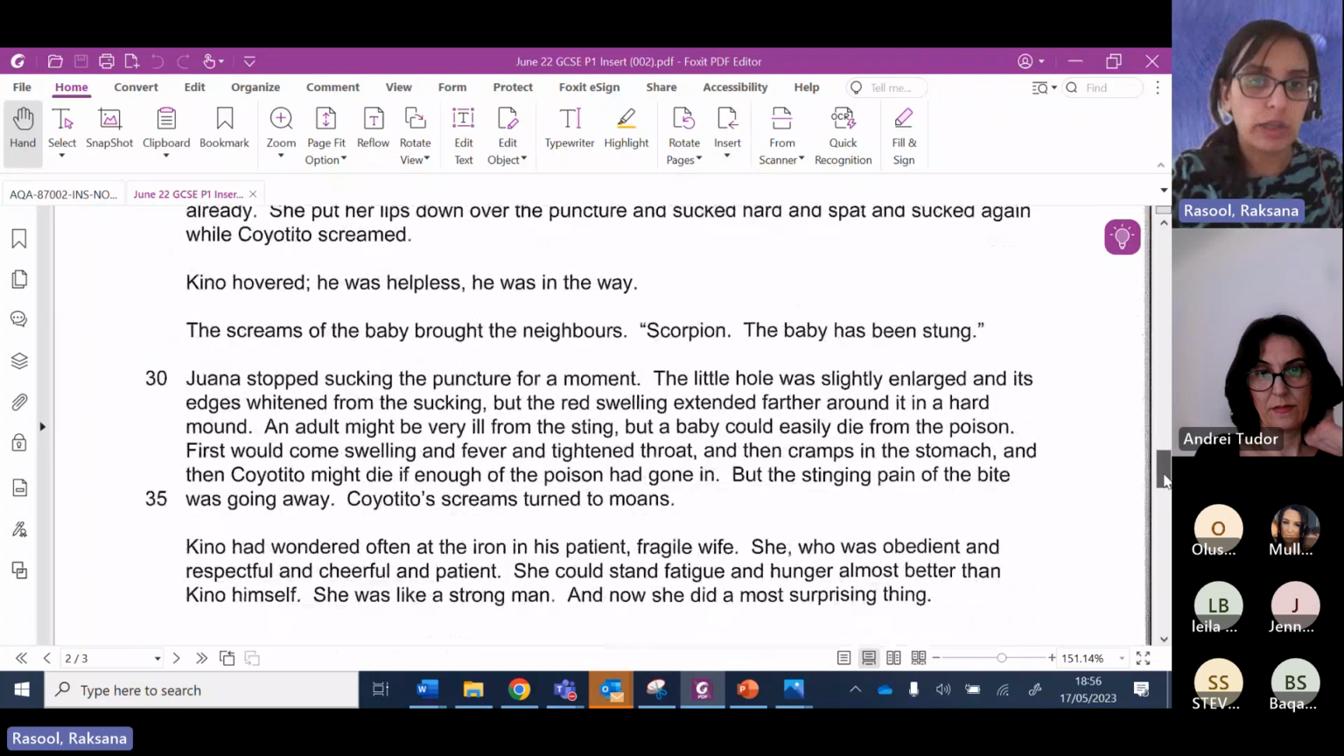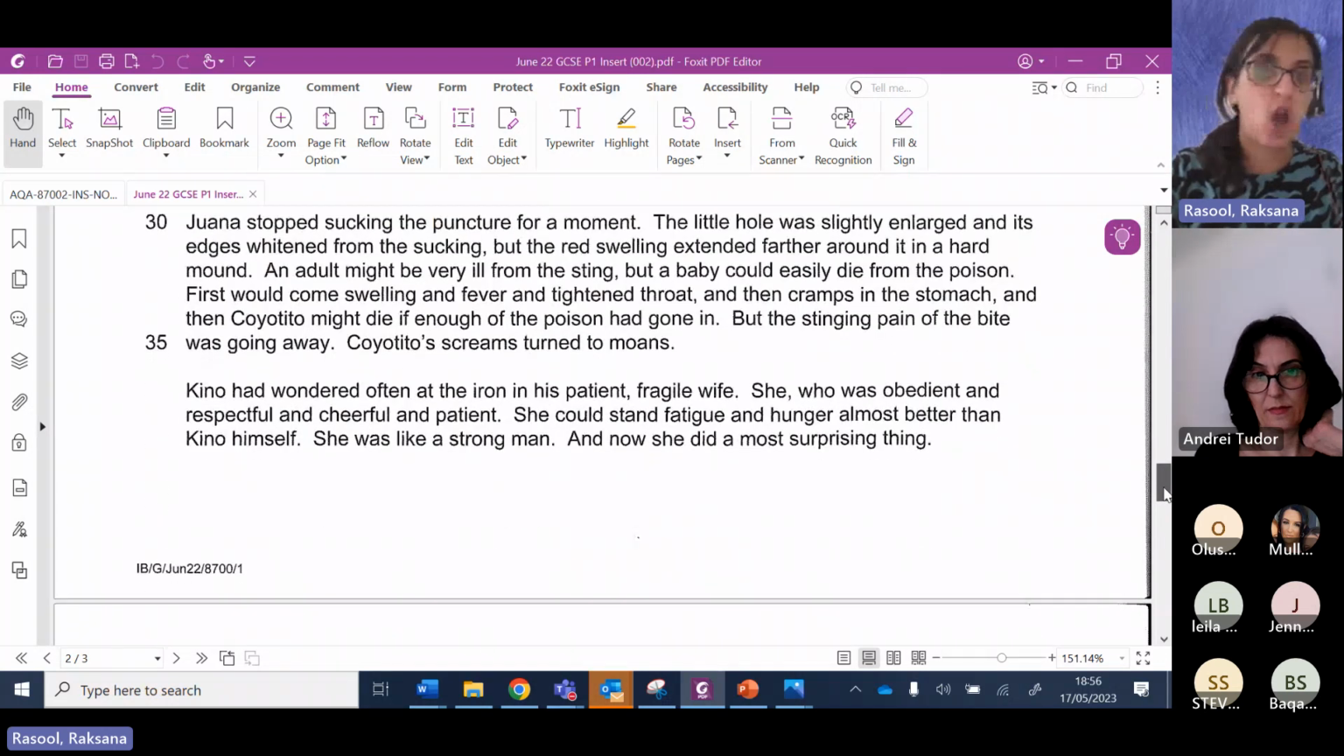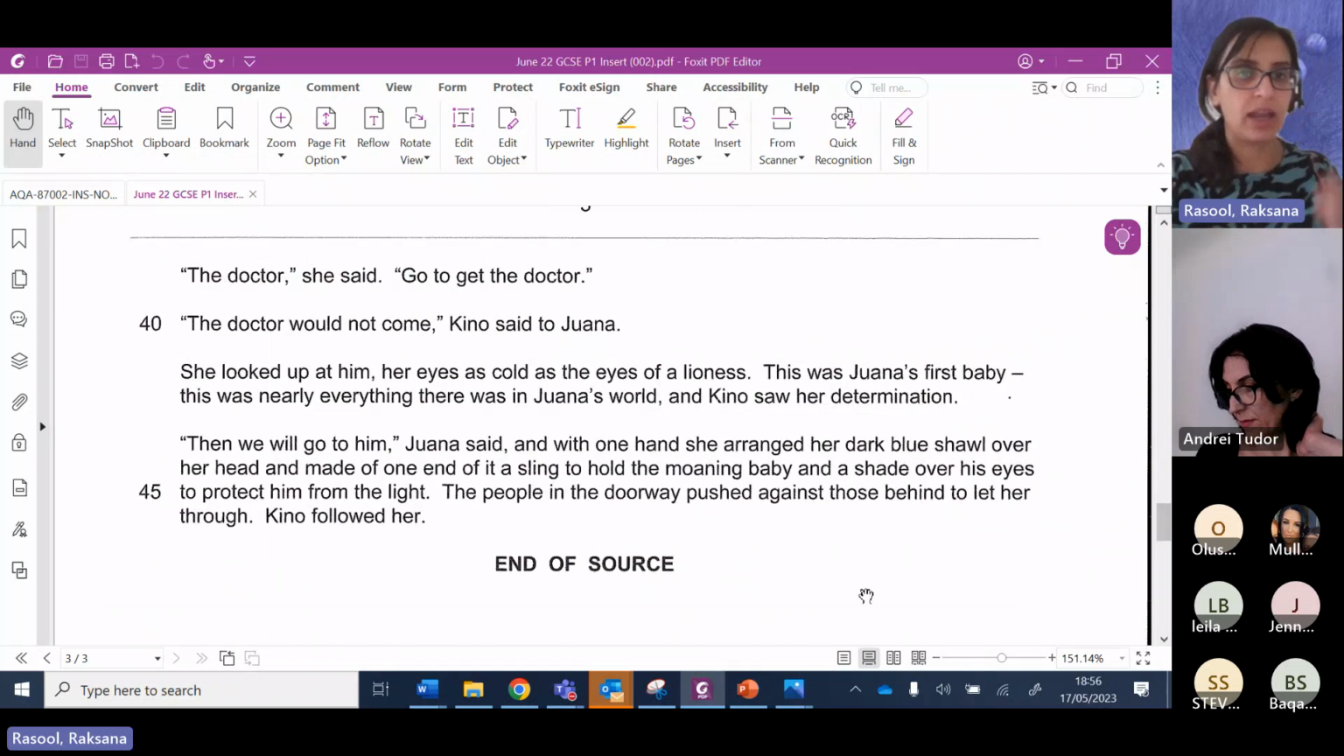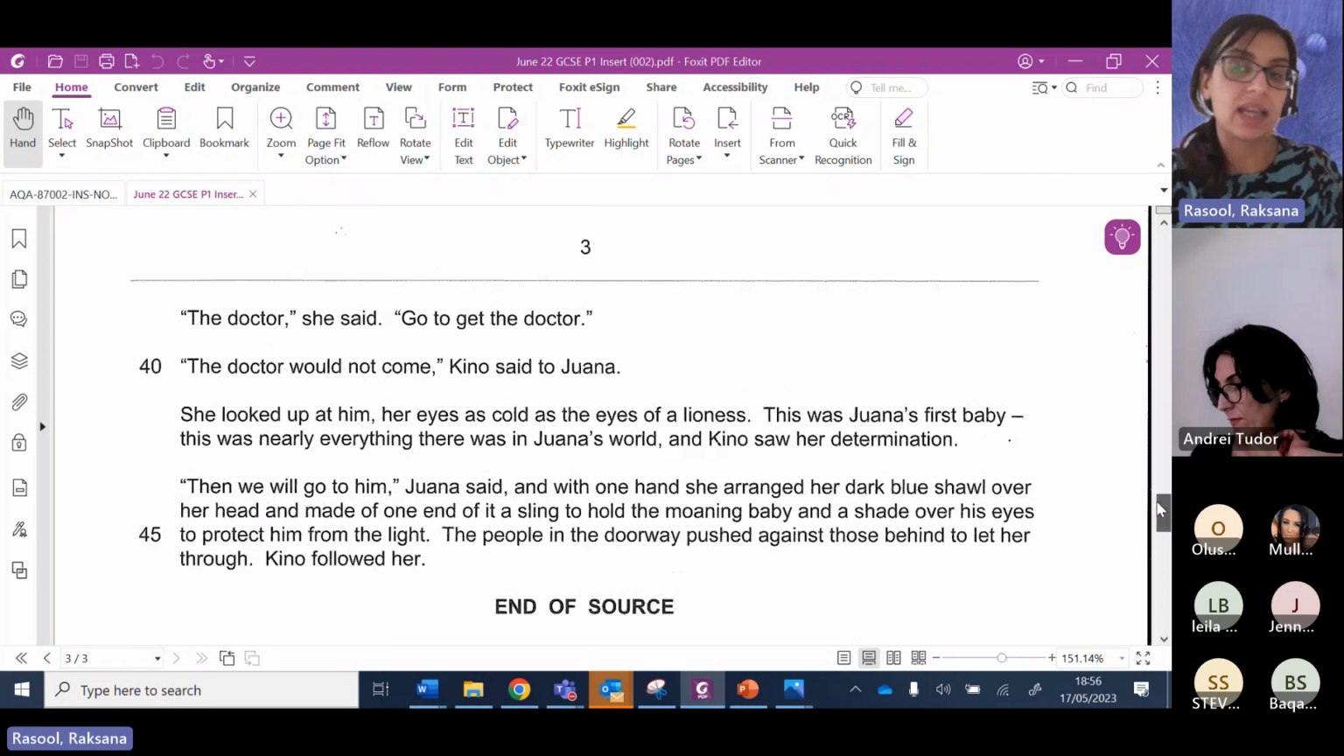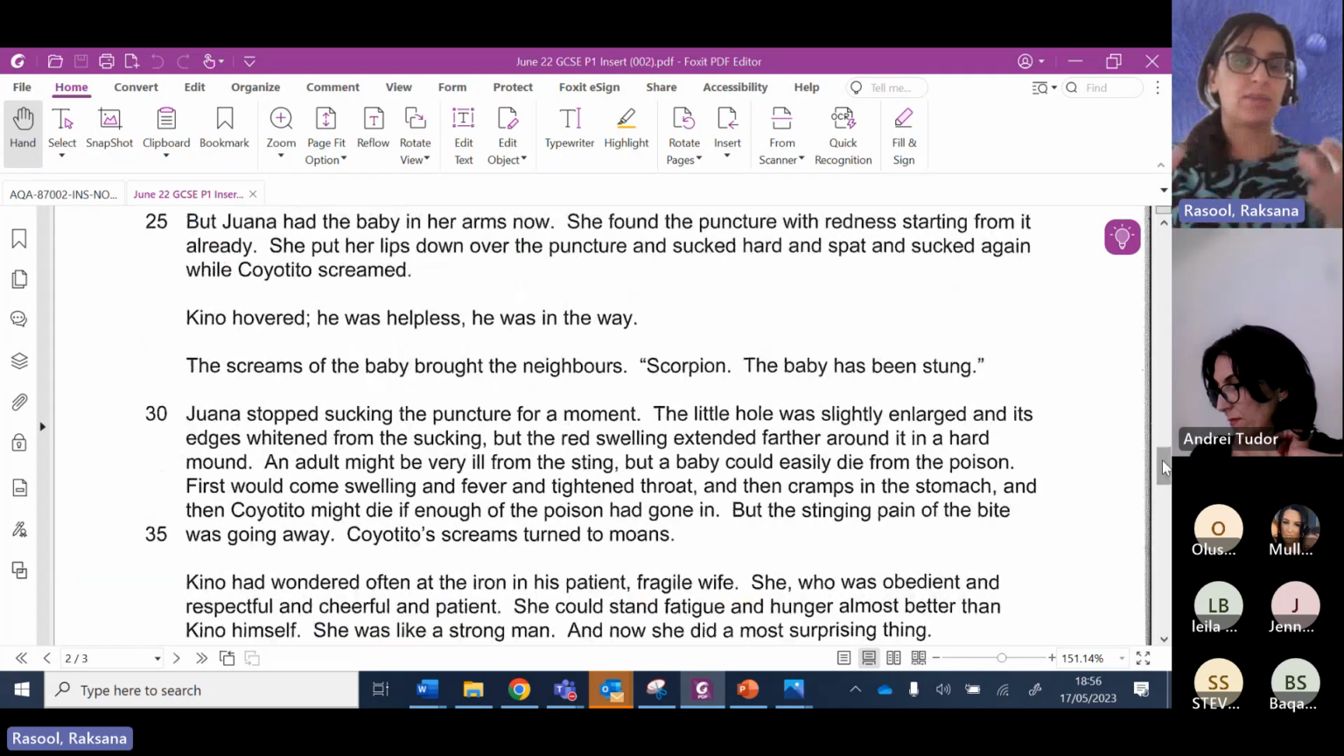And then you get your conclusion here, which is on a cliffhanger. We don't know what happens. They take the baby to the doctors. She goes first, and then Kino follows her out. Kino followed her. So it's almost like now Juana is taking control. She's stepped up to the role.